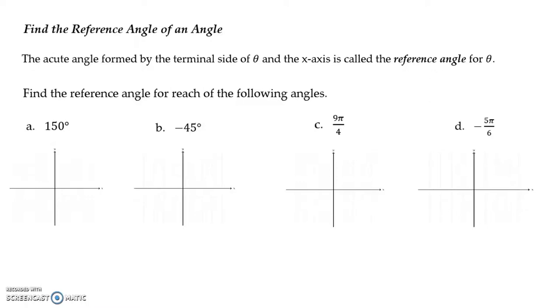In this example, we're going to be talking about reference angles. So let's go ahead and take a look at the definition here. Reference angles are the angle formed by the terminal side of our angle measure and the x-axis. You want to keep in mind these are acute angles, which means they are less than 90 degrees.